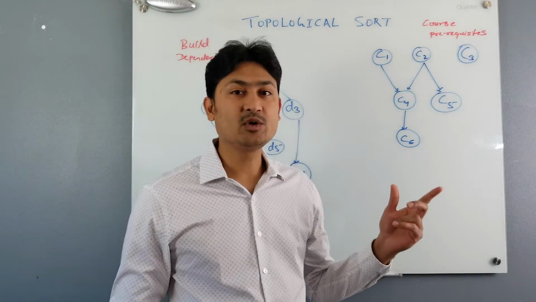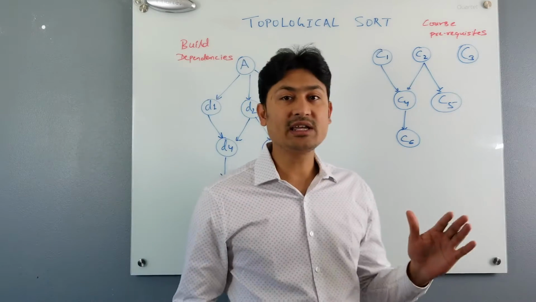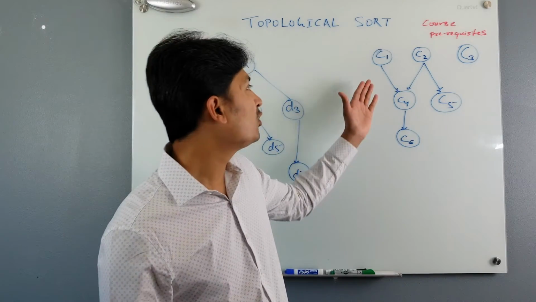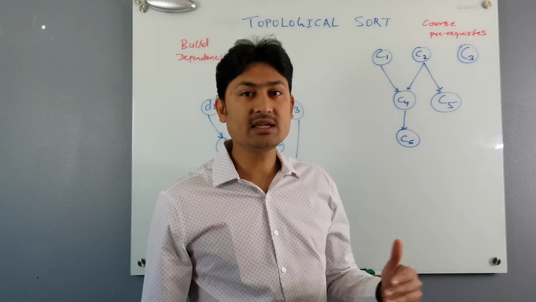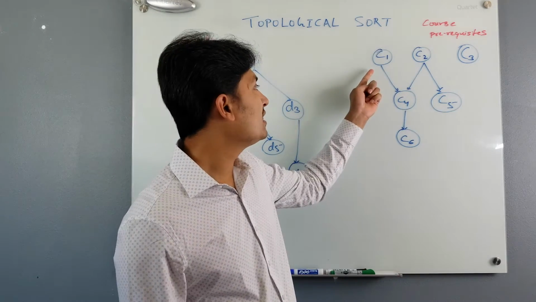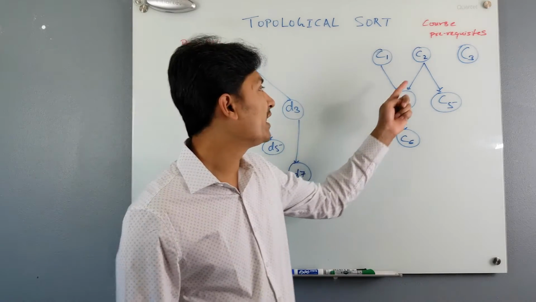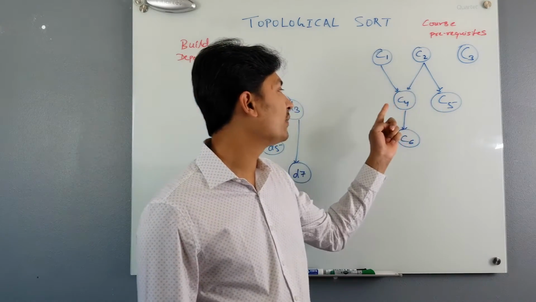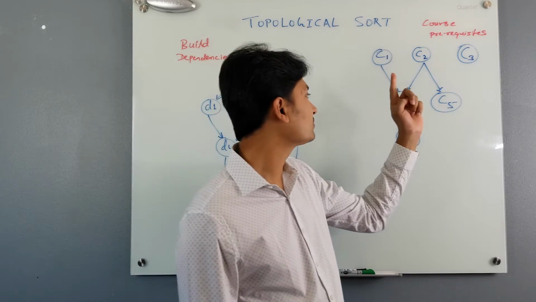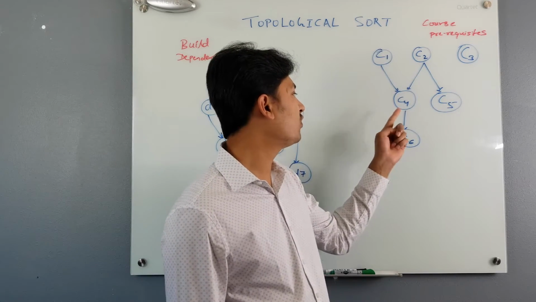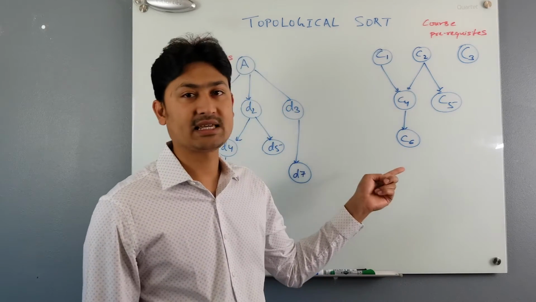If you see the second use case, suppose you are studying in a university and you want to take course C1, C2 or C3. So here if you see, there is a prerequisite course for C1 which is C4. To take the course C2, you need to first complete the courses C4 and C5. And to complete the course C4, you need to complete course C6.